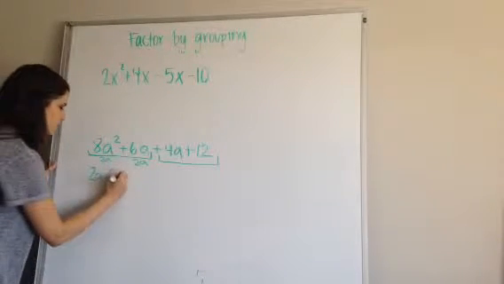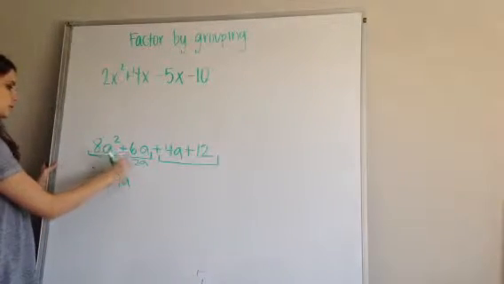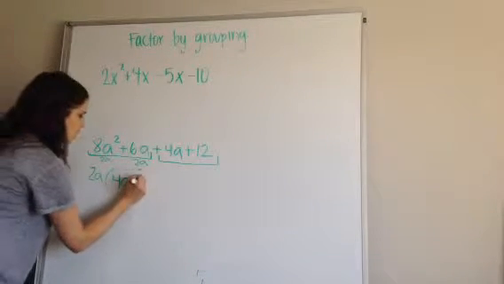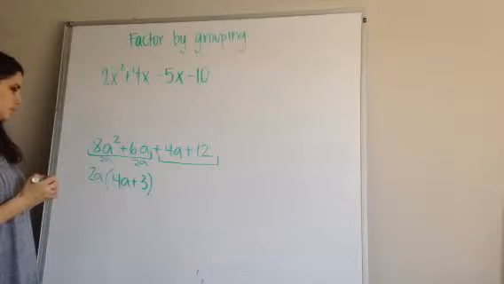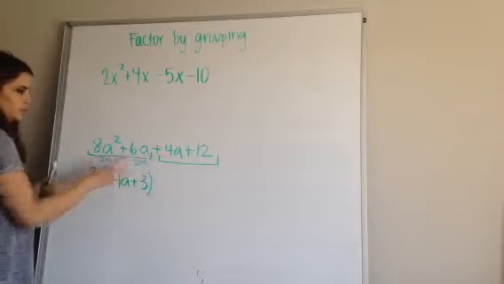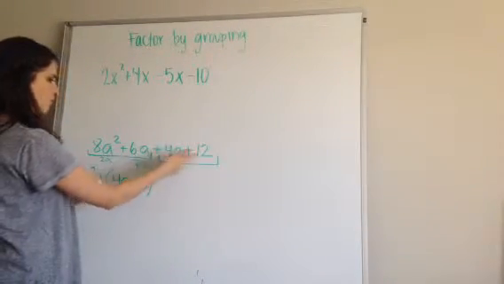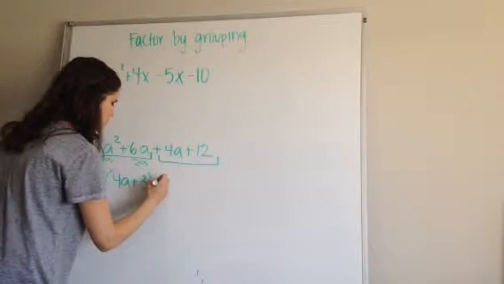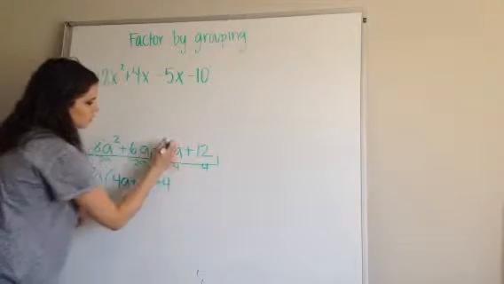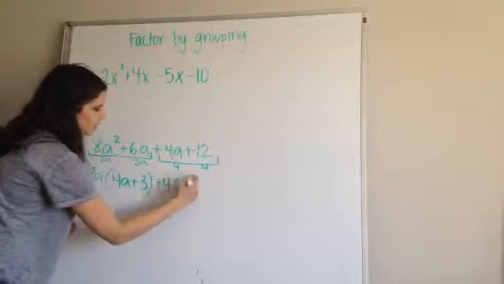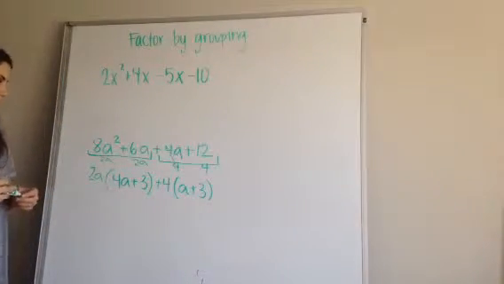So 8 divided by 2 is 4. A squared divided by a is a. 6 divided by 2 is 3. That's it. Okay, and now for this one, 4a and 12. So a 4 can come out of both of those. And so I'm going to divide each of those by 4. So 4 divided by 4, that's just a. 12 divided by 4 is positive 3. And that's your answer. That's all you do.